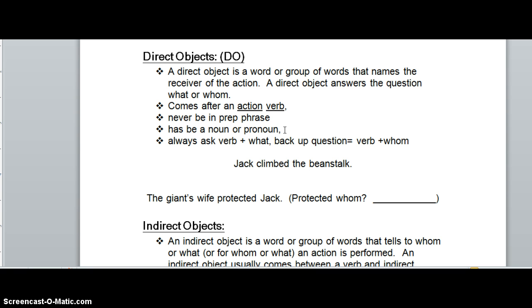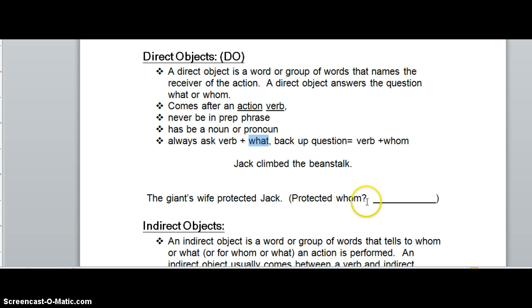The next criteria is that it must be a noun or a pronoun. There are only two parts of speech that direct objects can be. And finally, you're always going to take your verb and ask what: the verb plus what. There is a backup question. Occasionally there's no answer to what, and so then you have to ask your verb plus whom. But we always start with the what question.